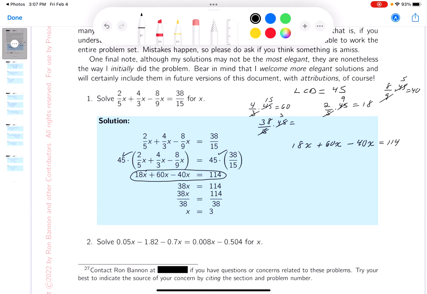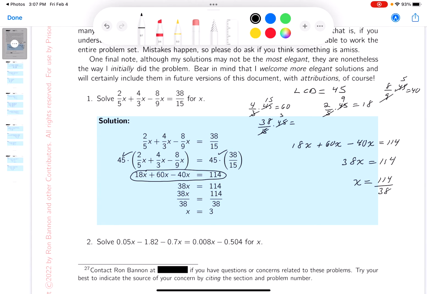What am I going to do now? Well, I'm going to combine like terms. And if you looked at it, just adding the left side together, you're going to get 38x equals 114. Boy, that looks familiar. X is, well, I divide both sides by 38. You get 114 over 38, right?